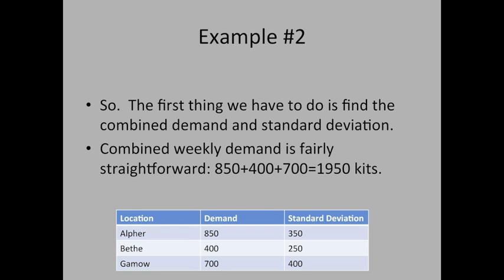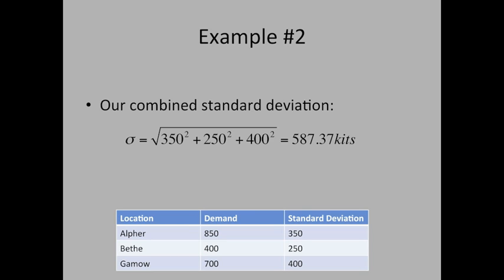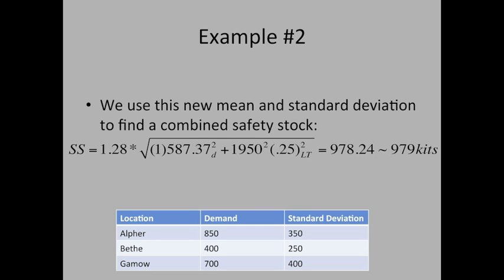The first thing we need to do is calculate the combined demand and the combined standard deviation from all three locations. Combined weekly demand is fairly straightforward. Just sum up the three mean demands for each location. So in this case, 850 plus 400 plus 700 is equal to 1,950 kits. Our combined standard deviation, well, we take the standard deviation from each location, square it, add it up, and then take the square root of all of it. So in this case, the square root of 350 squared plus 250 squared plus 400 squared comes out to about 587.37 kits.